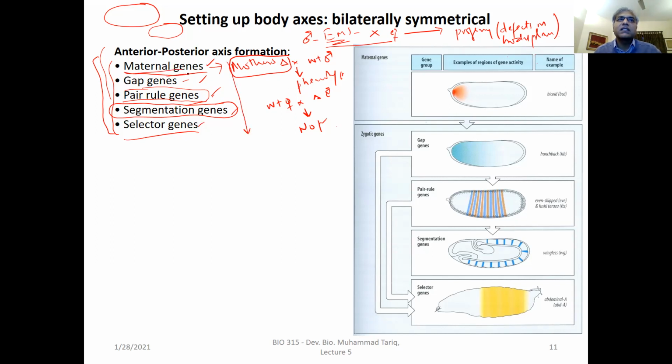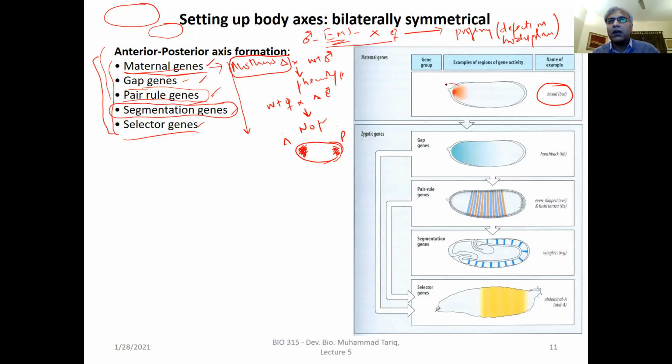Maternal genes are the genes in the oocyte. So when the mother lays the egg, the mother deposits messenger RNA for these genes like this. And these messenger RNAs act as the definition of the anterior axis and posterior axis. One of the very famous genes is bicoid. And later on, we'll talk about nanos, caudal, etc. Bicoid messenger RNA is already deposited by the mother on the anterior side.